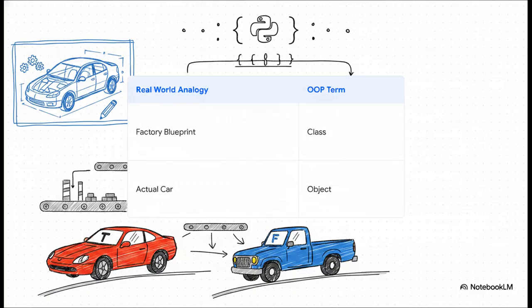Think of a class as a factory blueprint. It's not a physical thing you can actually touch or drive around. It's just the design. It says, hey, a car should have a color, a brand, and the ability to drive. The object, on the other hand, is the actual physical car you drive off the lot. It's the red Tesla. It's the blue Ford. The real beauty here is you write just one class, but from that single blueprint, you can manufacture literally thousands of unique objects. It is the ultimate tool for code reusability.